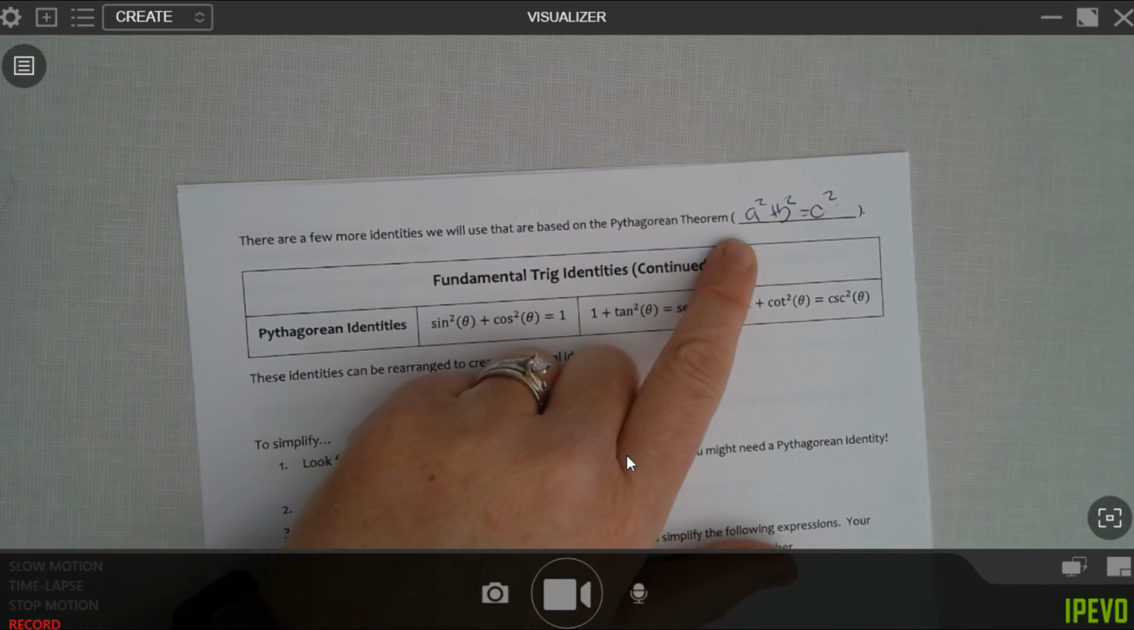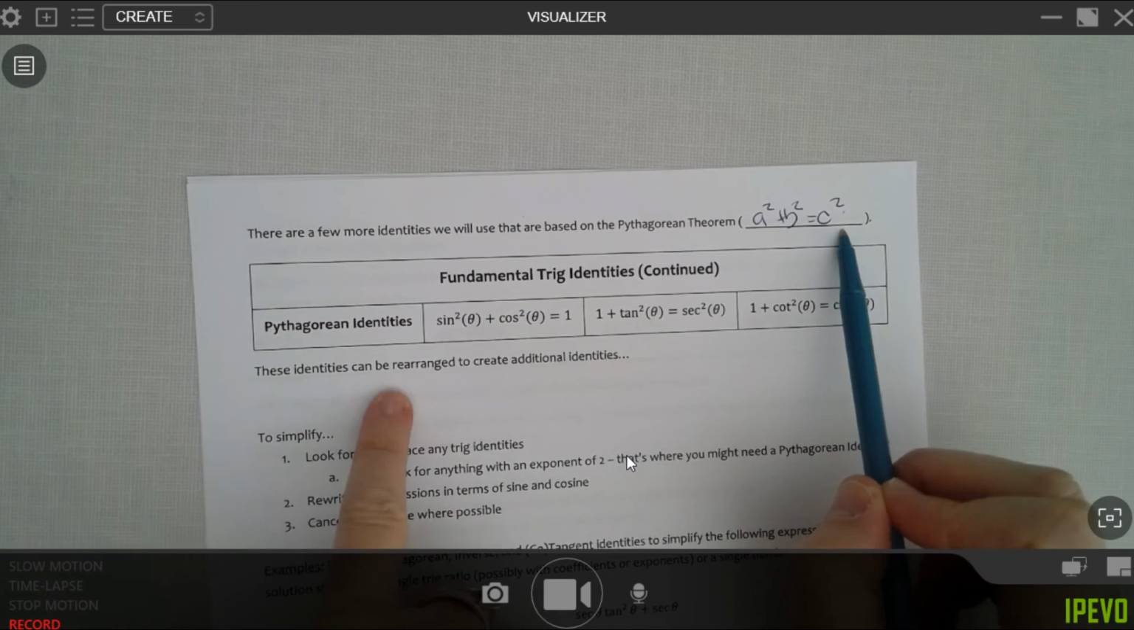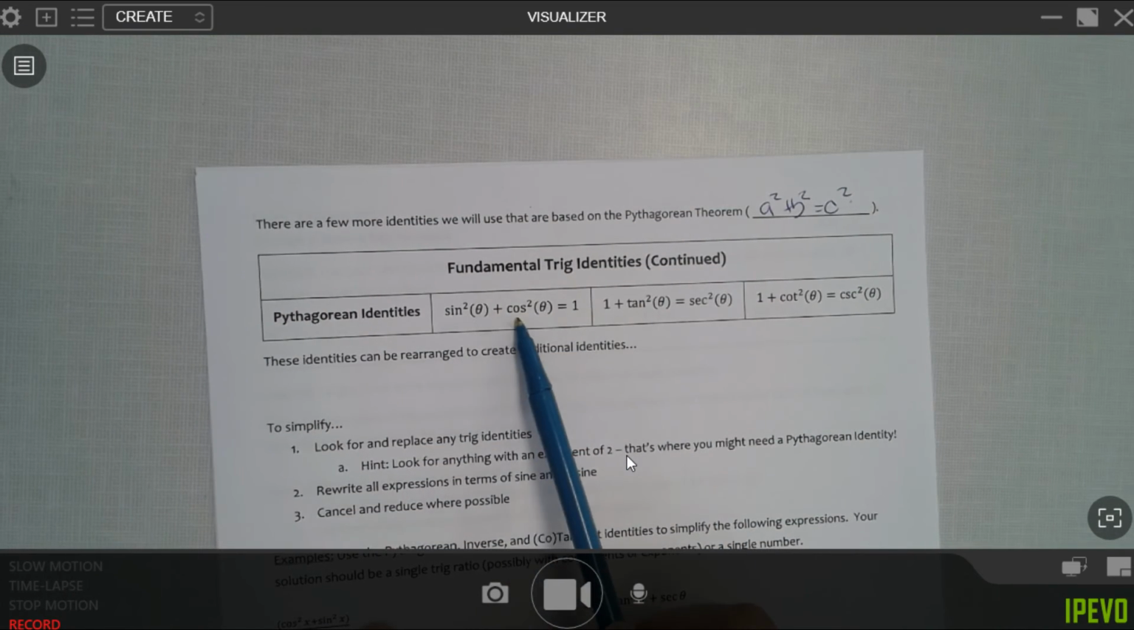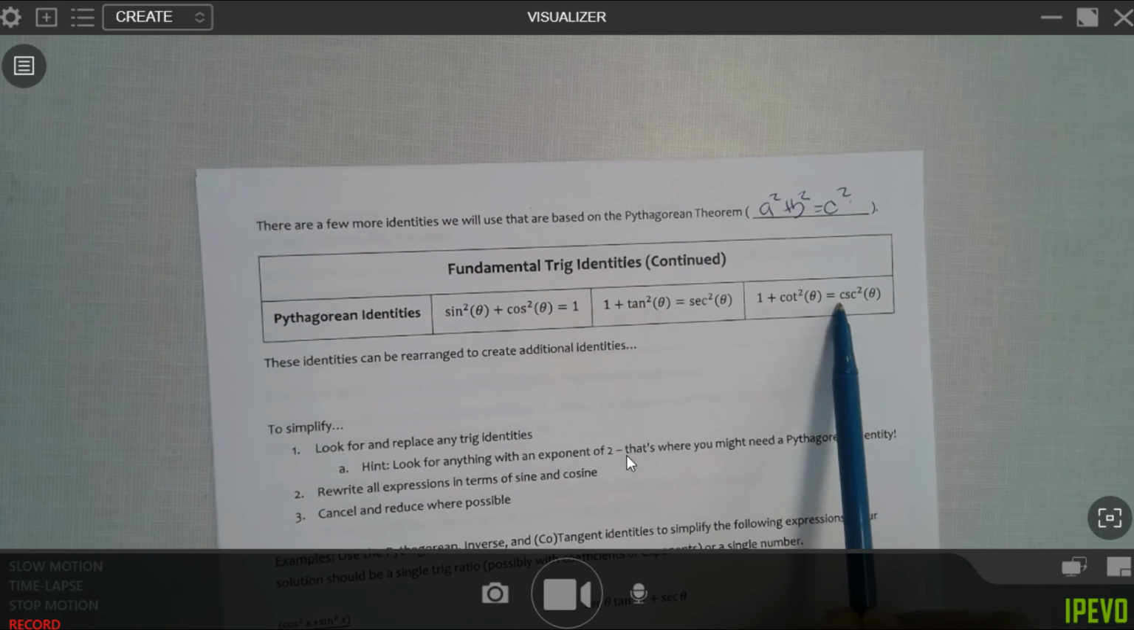All right, so now on to the back. You can have the Pythagorean identity. Remember, Pythagorean theorem is a squared plus b squared equals c squared. So these come from Pythagorean's identity. So you can have sine squared plus cosine squared equals 1, 1 plus tangent squared equals secant squared, and 1 plus cotangent squared equals cosecant squared.